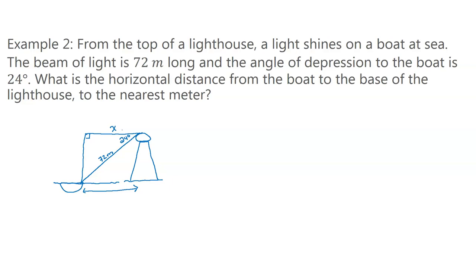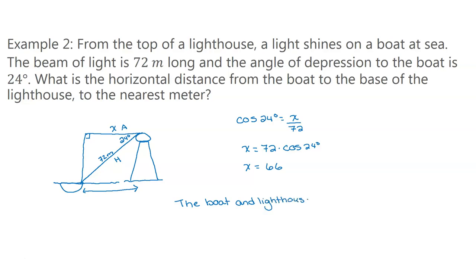So now labeling the sides, x is the adjacent and 72 is the hypotenuse. So that means we're going to use cos. Cos of 24 equals x over 72. Cross multiplying gives me 72 times cos 24. And working that out and rounding it to the nearest meter, I get 66. So we can say that the boat and lighthouse are 66 meters apart.